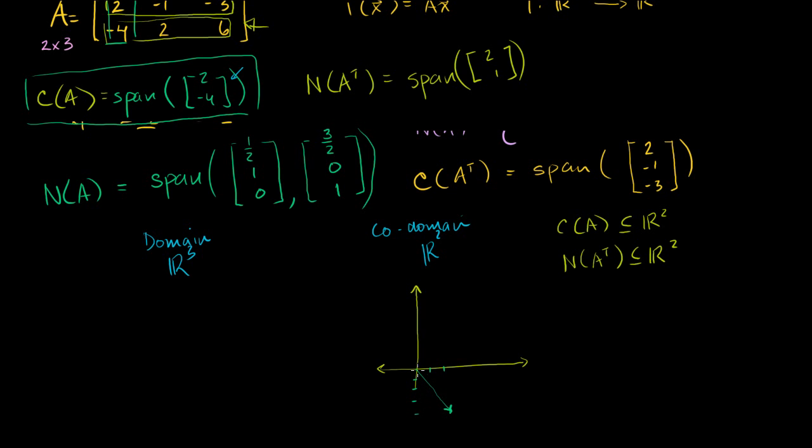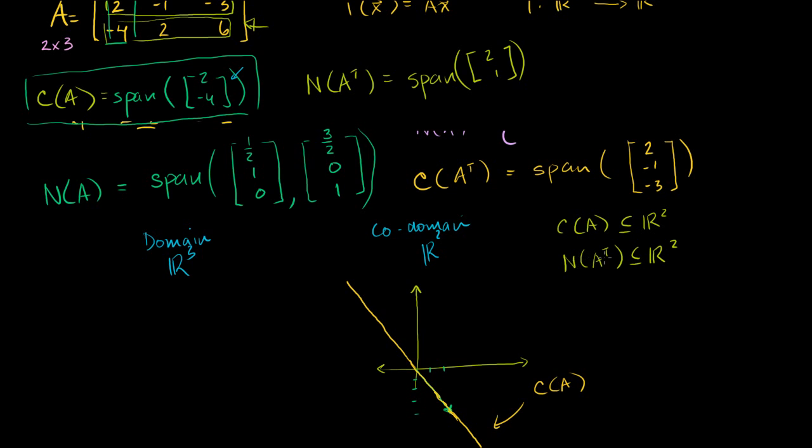And the span of this vector is essentially all of the multiples of this vector. You could say linear combinations of it, but you're taking a combination of just one vector, so it's just going to be all of the multiples of this vector. So if I were to graph it, it would just be a line specified by all of the linear combinations of that vector, right there. This right here is a graphical representation of the column space of A.